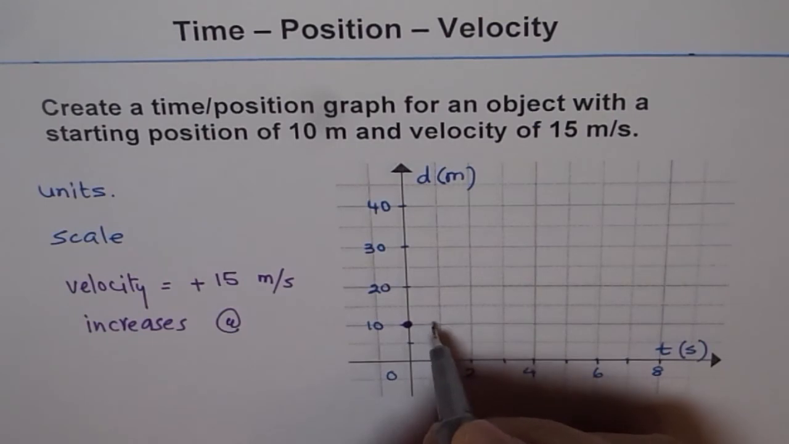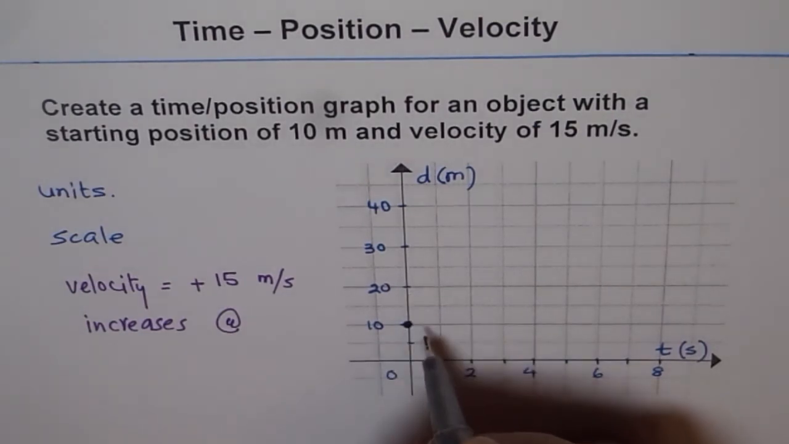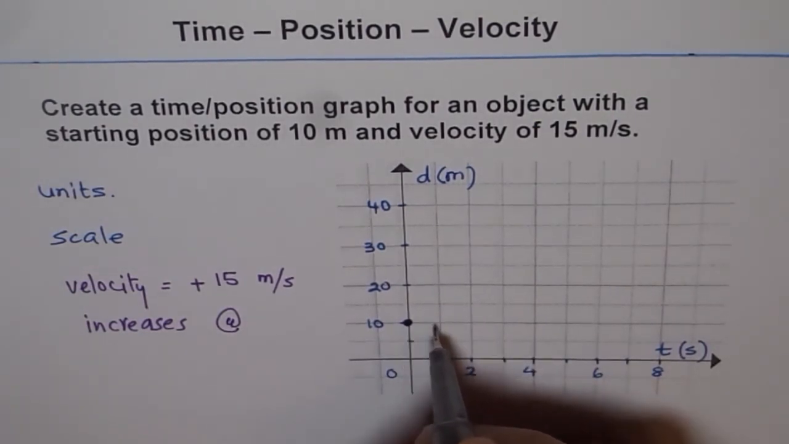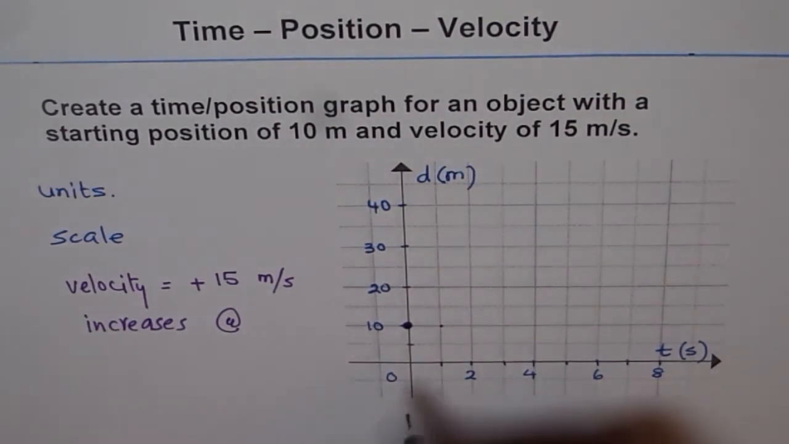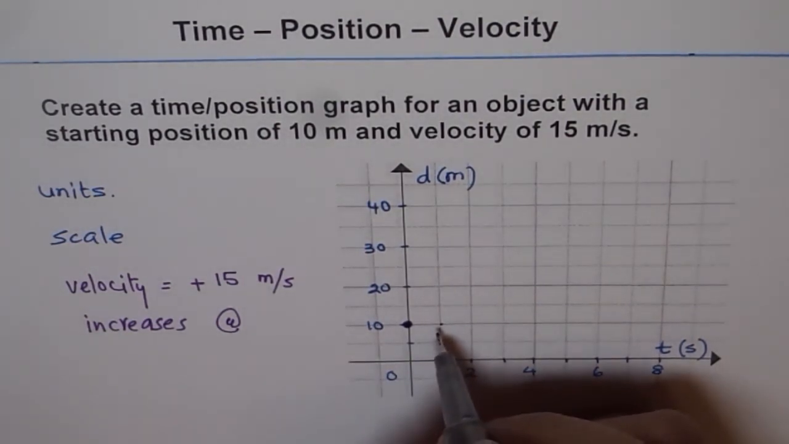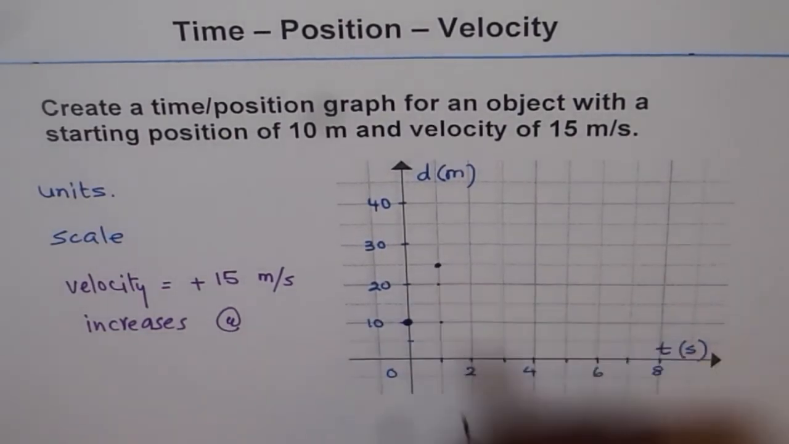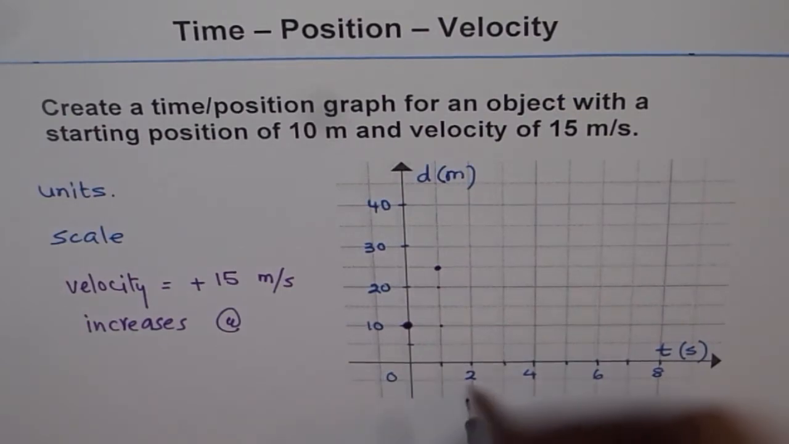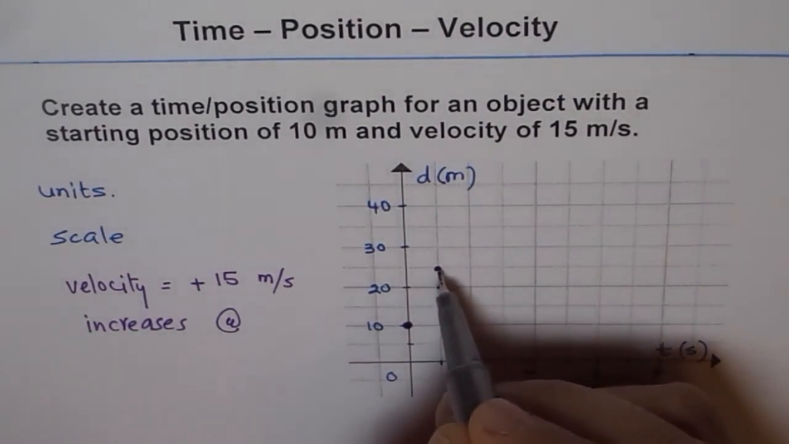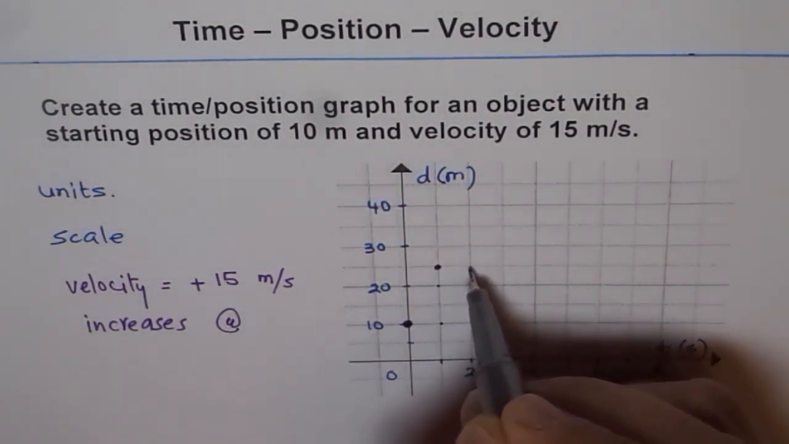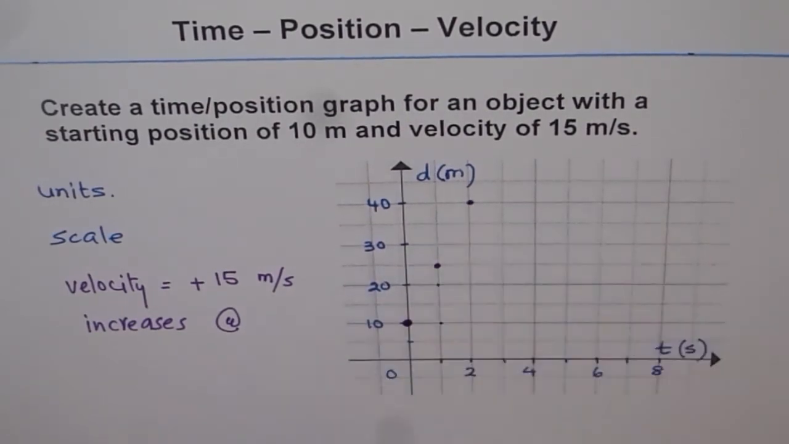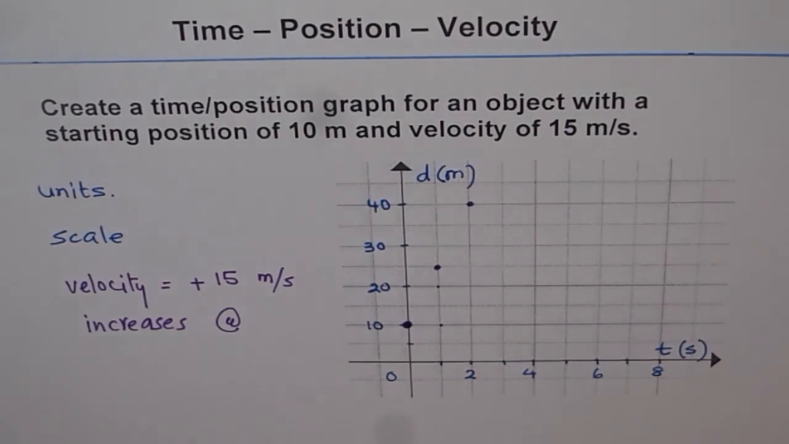So in the first second, it has to increase by 15 meters. As you go one second in time, your distance should increase by 15 meters. So that means 10 and 15 is 25. That becomes the next position. Next second, it goes 15 more. So 25 and 15 is 40. That becomes our next position.